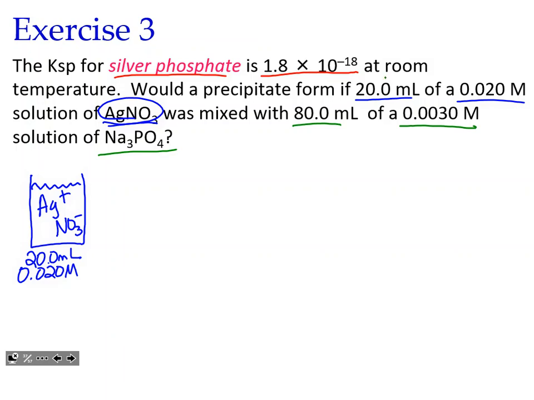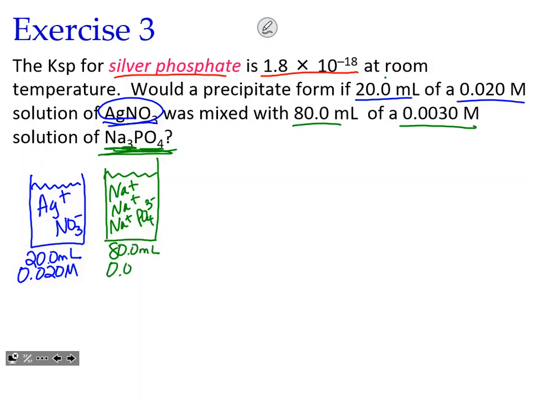Now we have another beaker here, like so. This one's going to contain our sodium phosphate. I'm just drawing it in terms of the proportion of ions. So there are 3 sodiums for every 1 phosphate in there. So we have a solution there that is 80 milliliters and 0.003 molar.